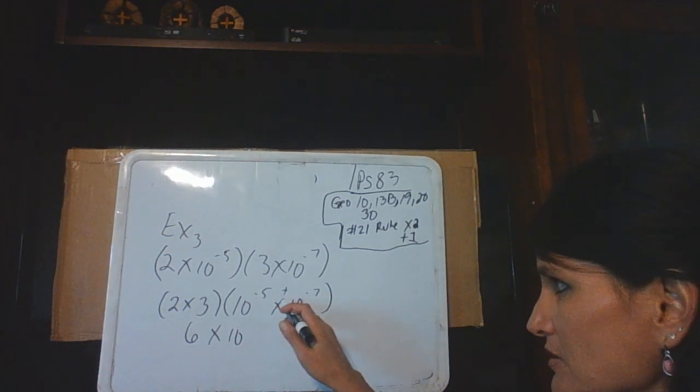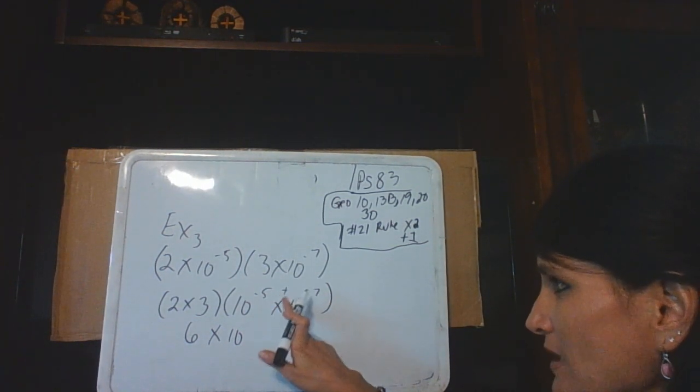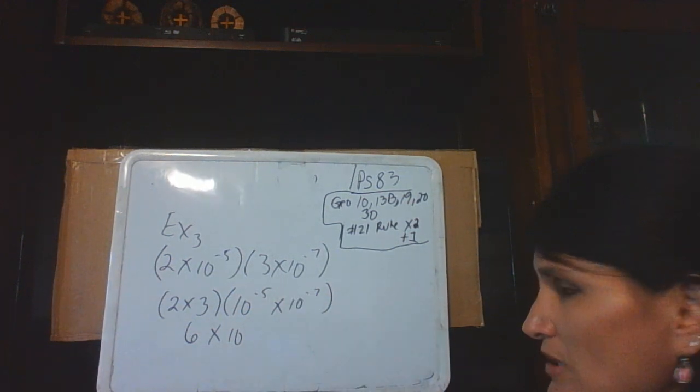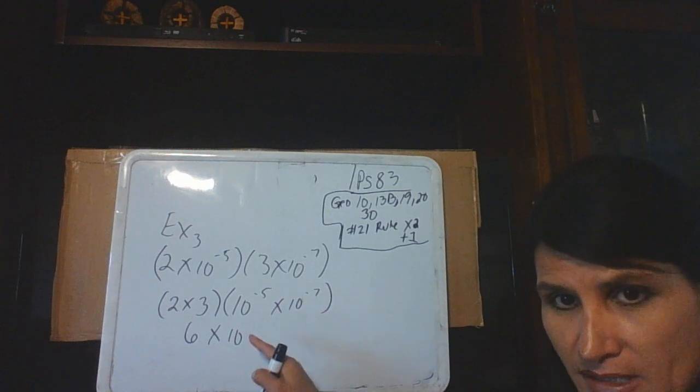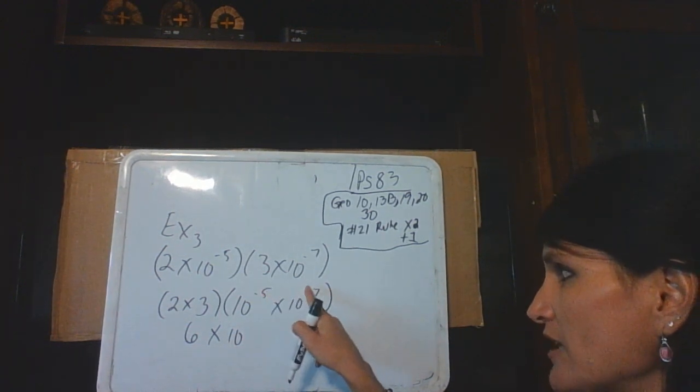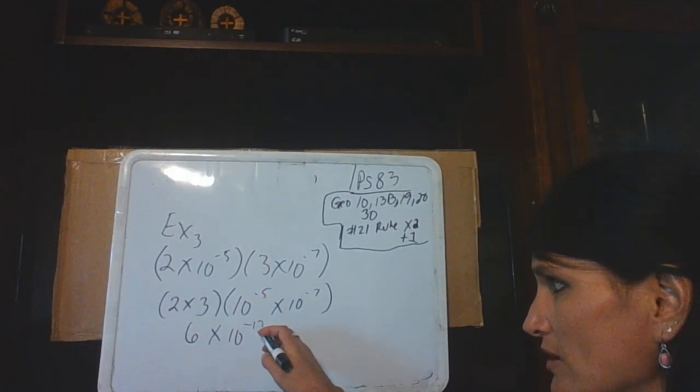To add these together, so negative 5 plus negative 7, and that's a little bit confusing, so I'm not going to put the plus sign there. I'm just going to remember when the signs are the same, I add. When they're not the same, I subtract. So minus 5 minus 7 gives me minus 12.